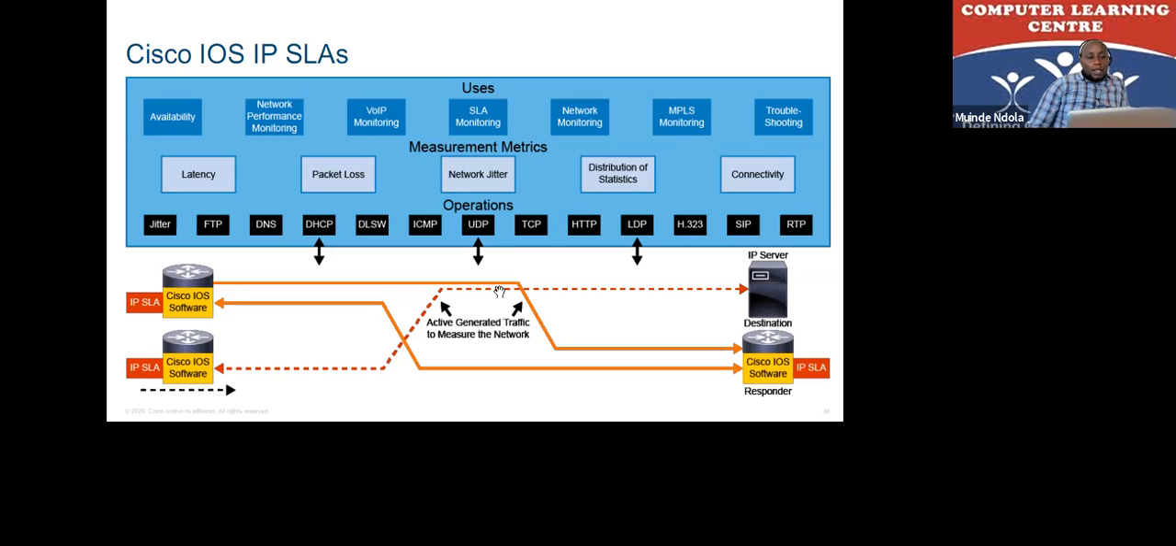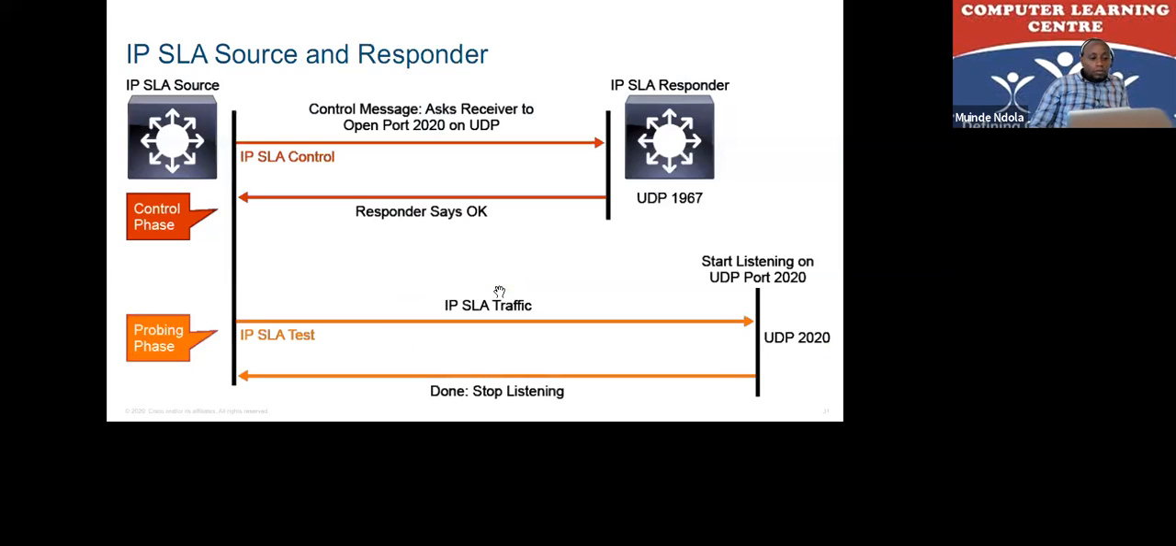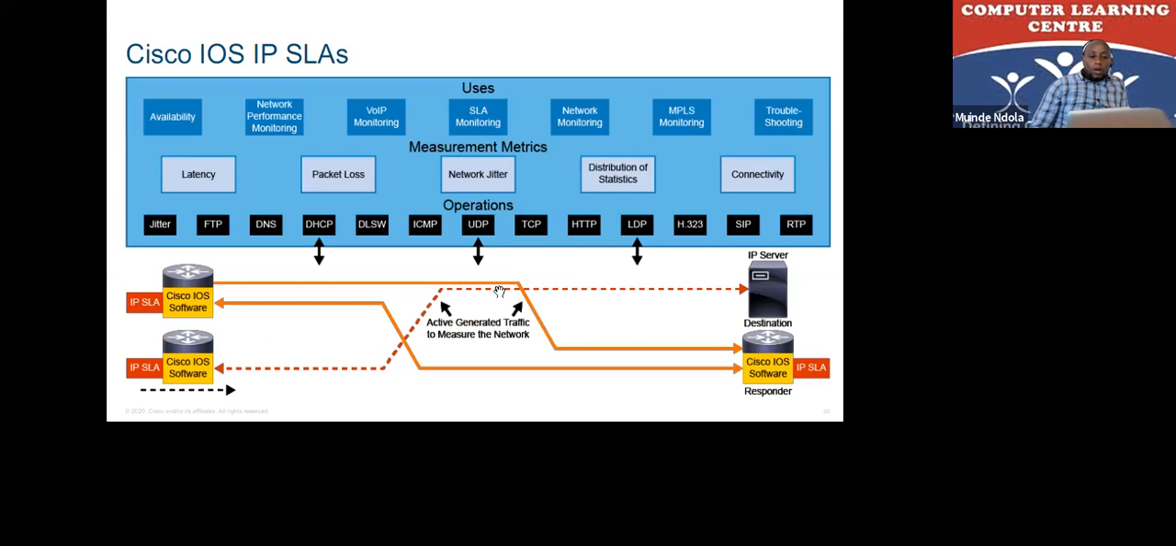Okay, so the IP SLA can be used for availability, network performance monitoring, voice monitoring, SLA monitoring, network monitoring, etc. And we have the different protocols that are given there, like jitter, FTP, etc. Now, the one that people mostly use with the IP SLA is what they call the TCP echo.